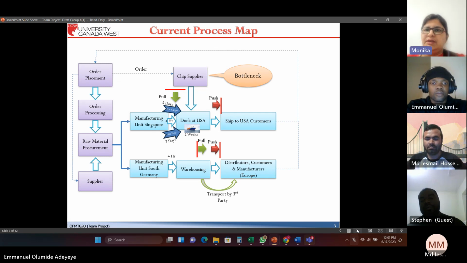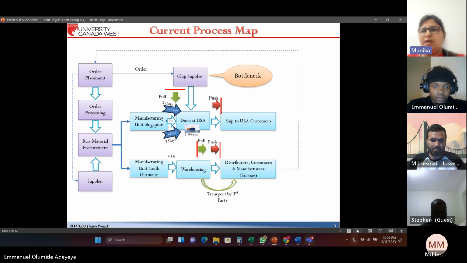Thank you, Stefan. As you can see, this is the current process map of TechSoft, how they work. They get the forecasting and place the order. After processing the orders, they order the raw material to make the chip. The supplier supplies the raw material and it goes to two units, the manufacturing unit of Singapore and the other manufacturing unit of South Germany. From there, they go to the dock at USA, and from South Germany to the warehouse.